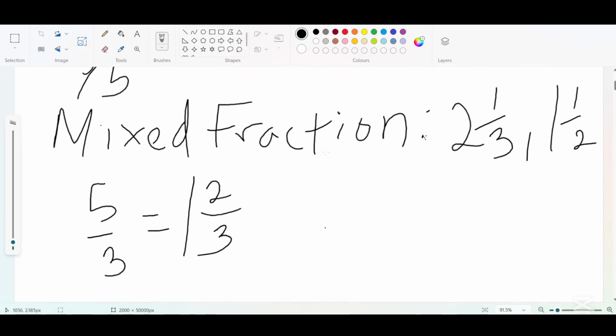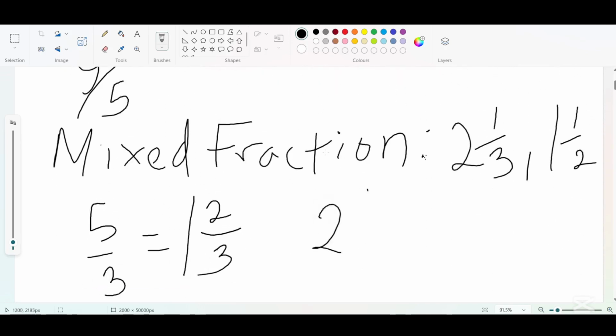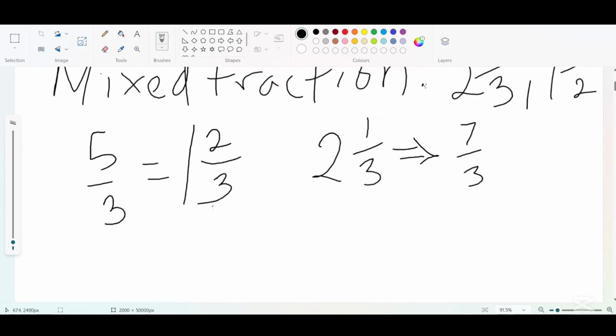In the same way, looking at this 2 whole number 1 all over 3, we can convert it to an improper fraction by doing what? Using the denominator to multiply the 2, and the answer that we get, we add this 1 to it. So it is going to be 3 times 2 is 6, plus 1 is 7, all over 3. So we can see that we can change this now.